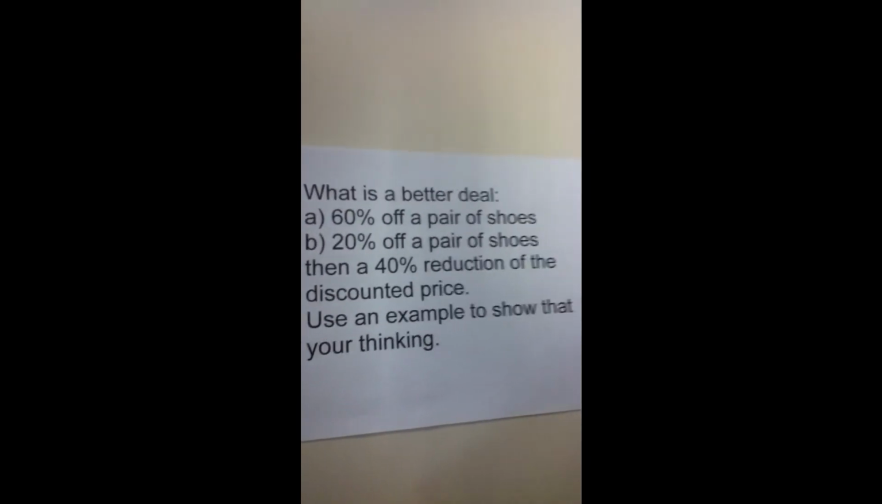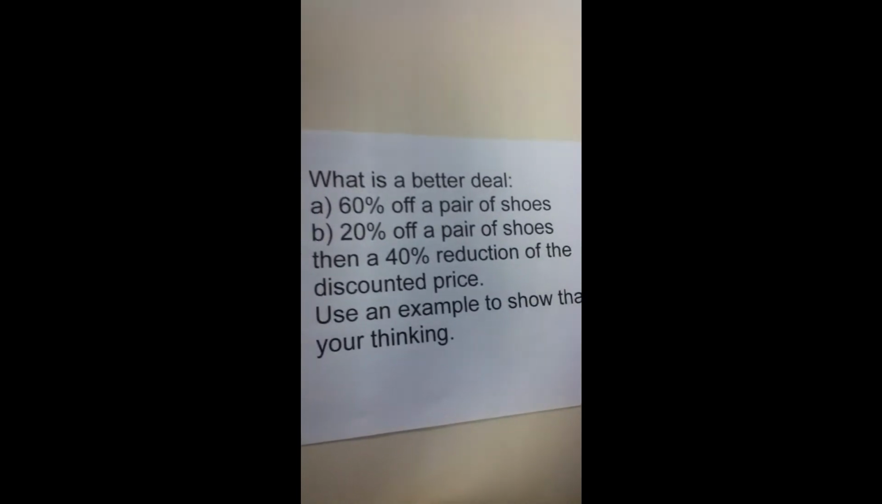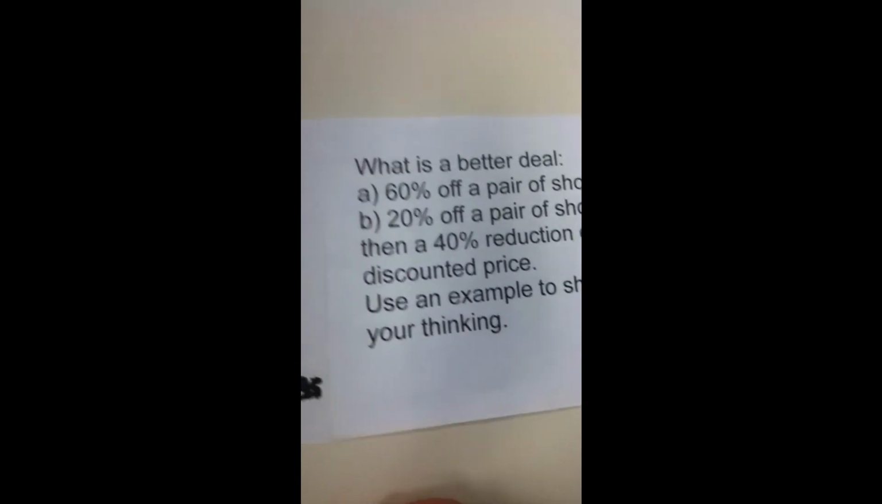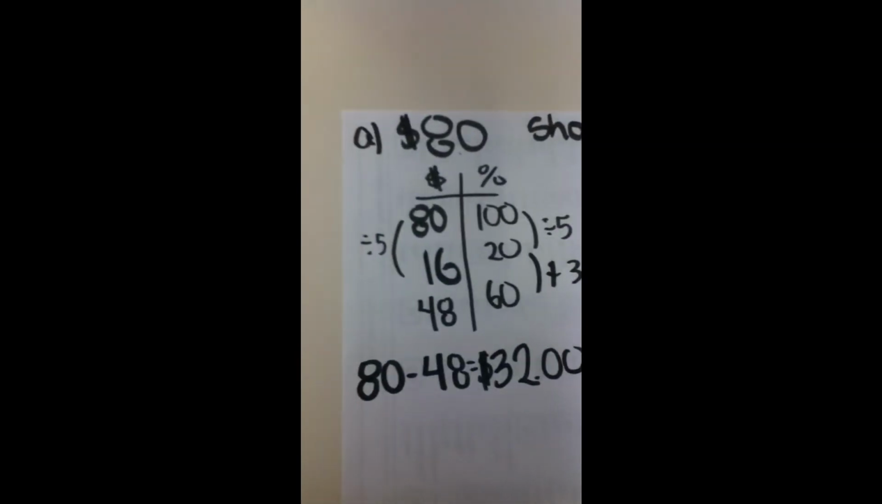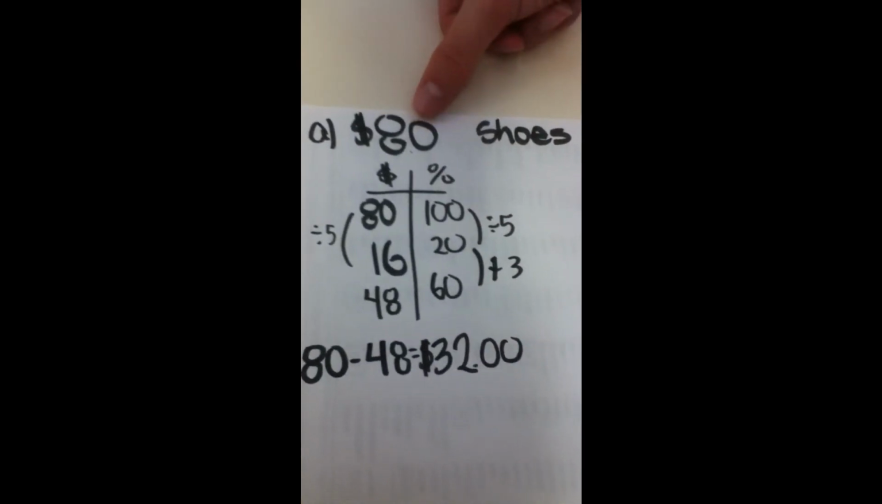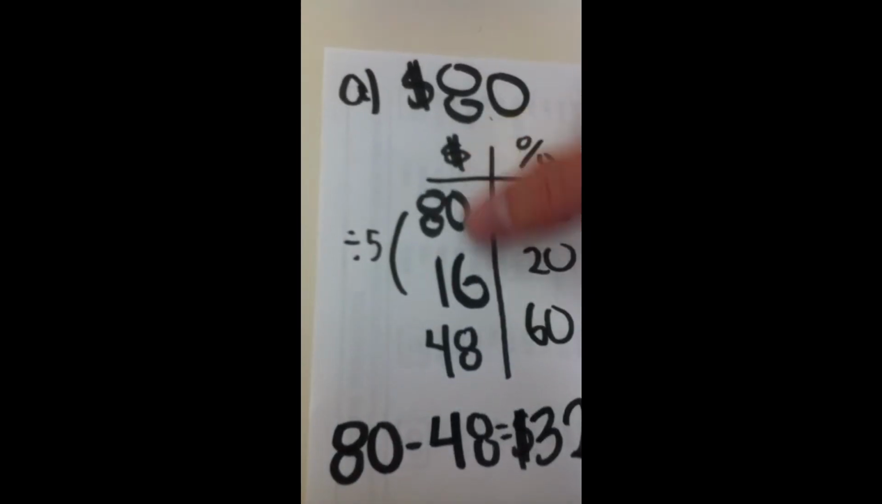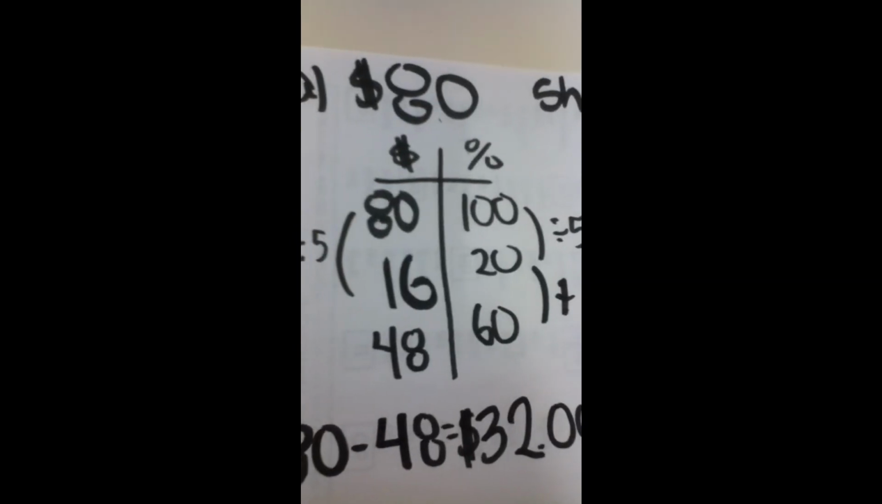What is a better deal? 60% off a pair of shoes, or 20% off a pair of shoes, then a 40% reduction off the discounted price? Use an example to show your thinking. I used an example of $80 shoes, so I used the ratio table. So I put 80 and 100 on the other side.